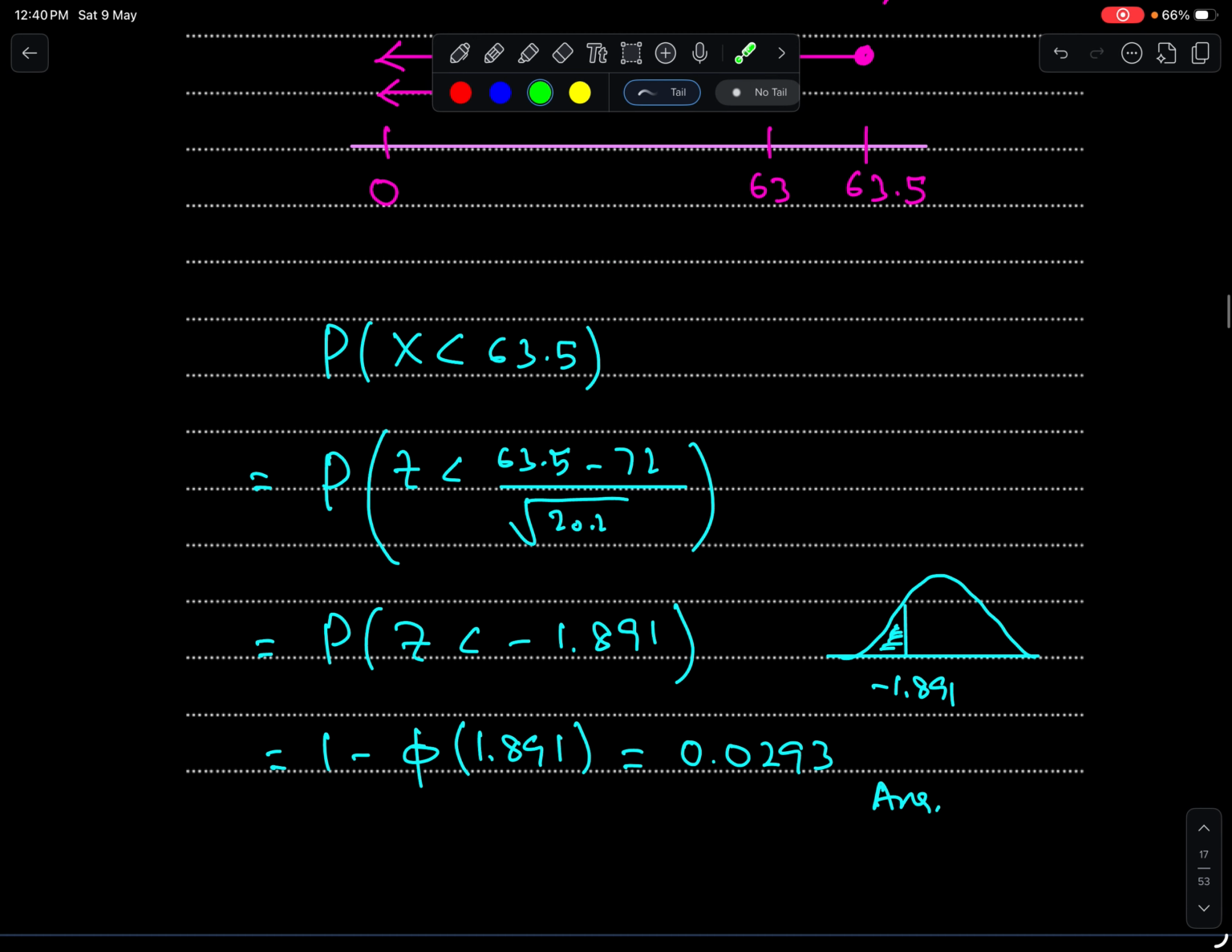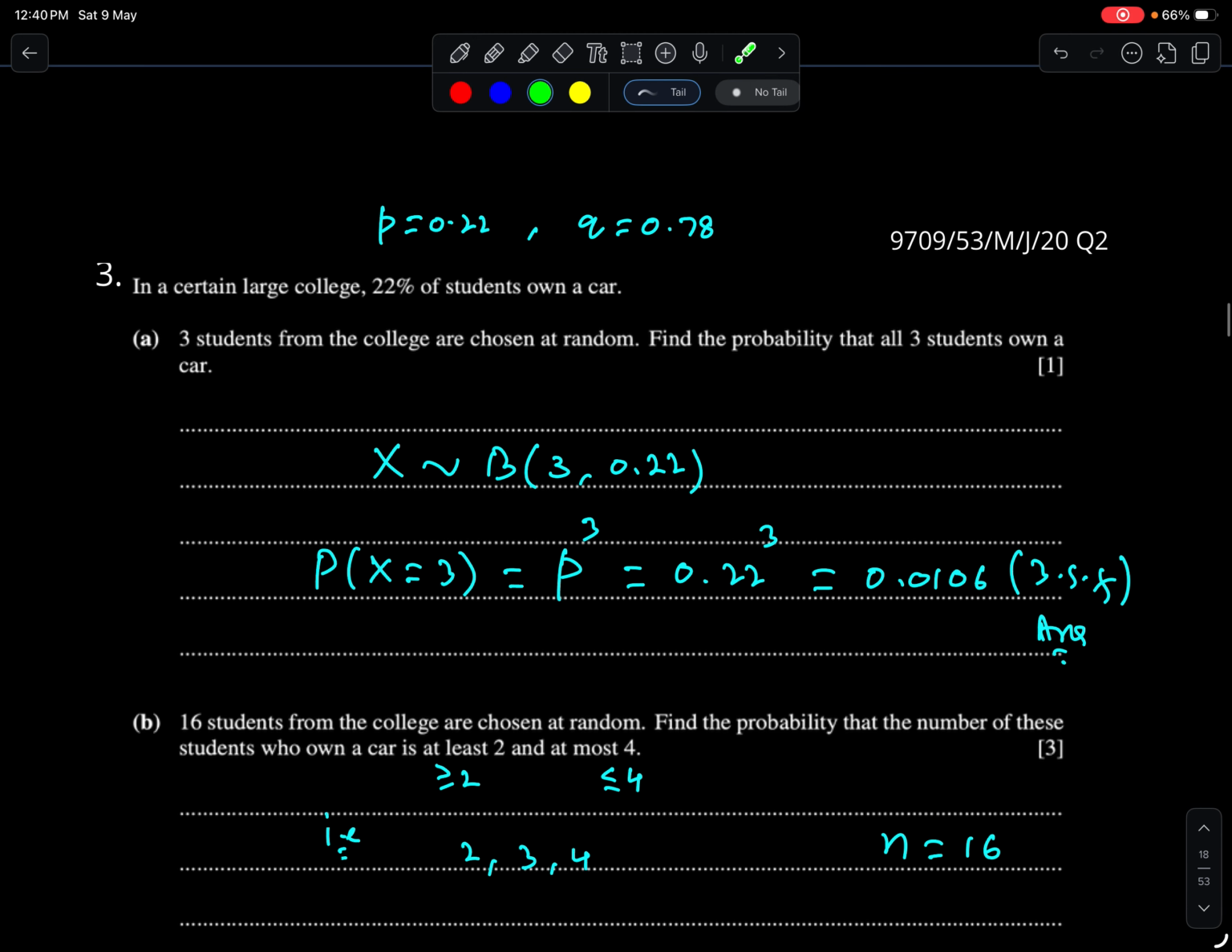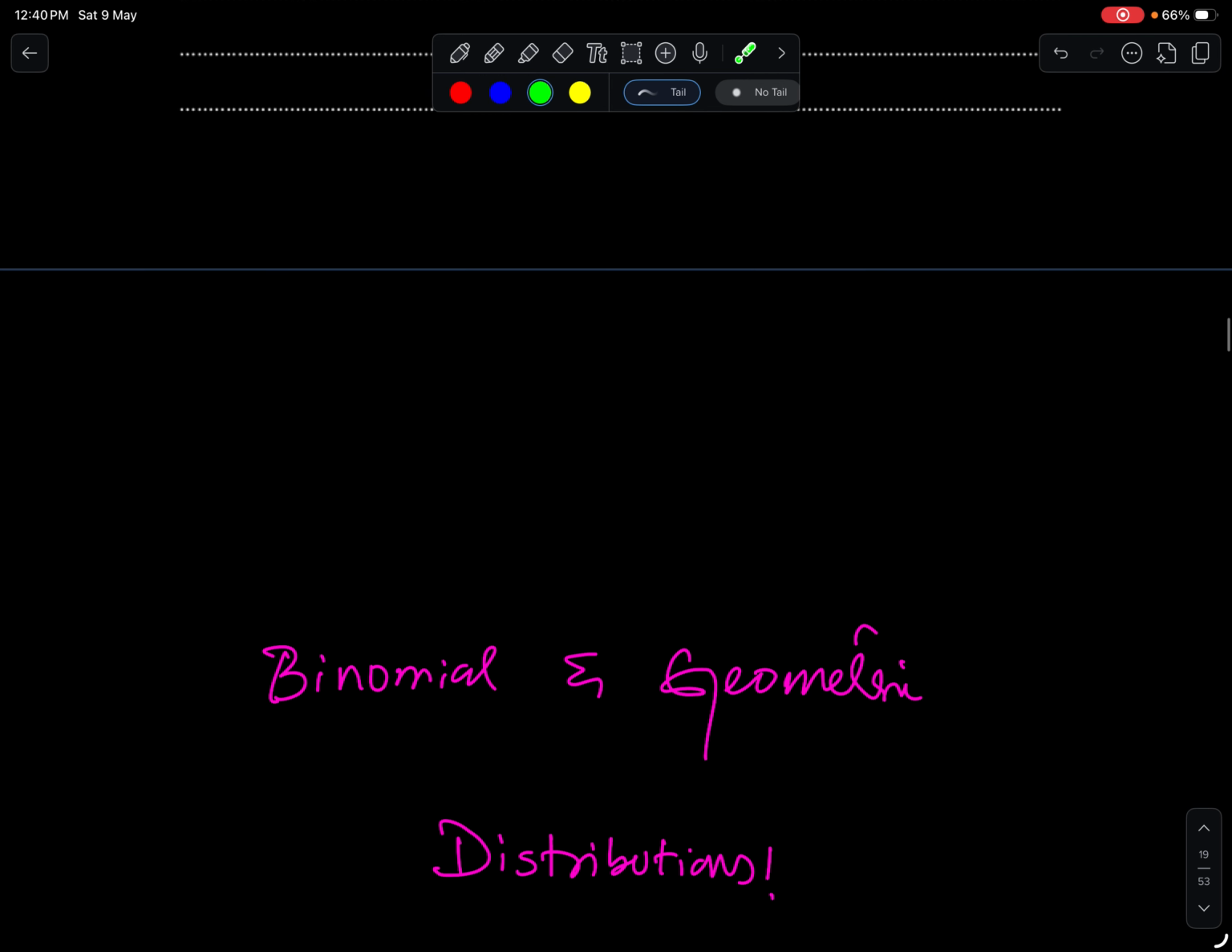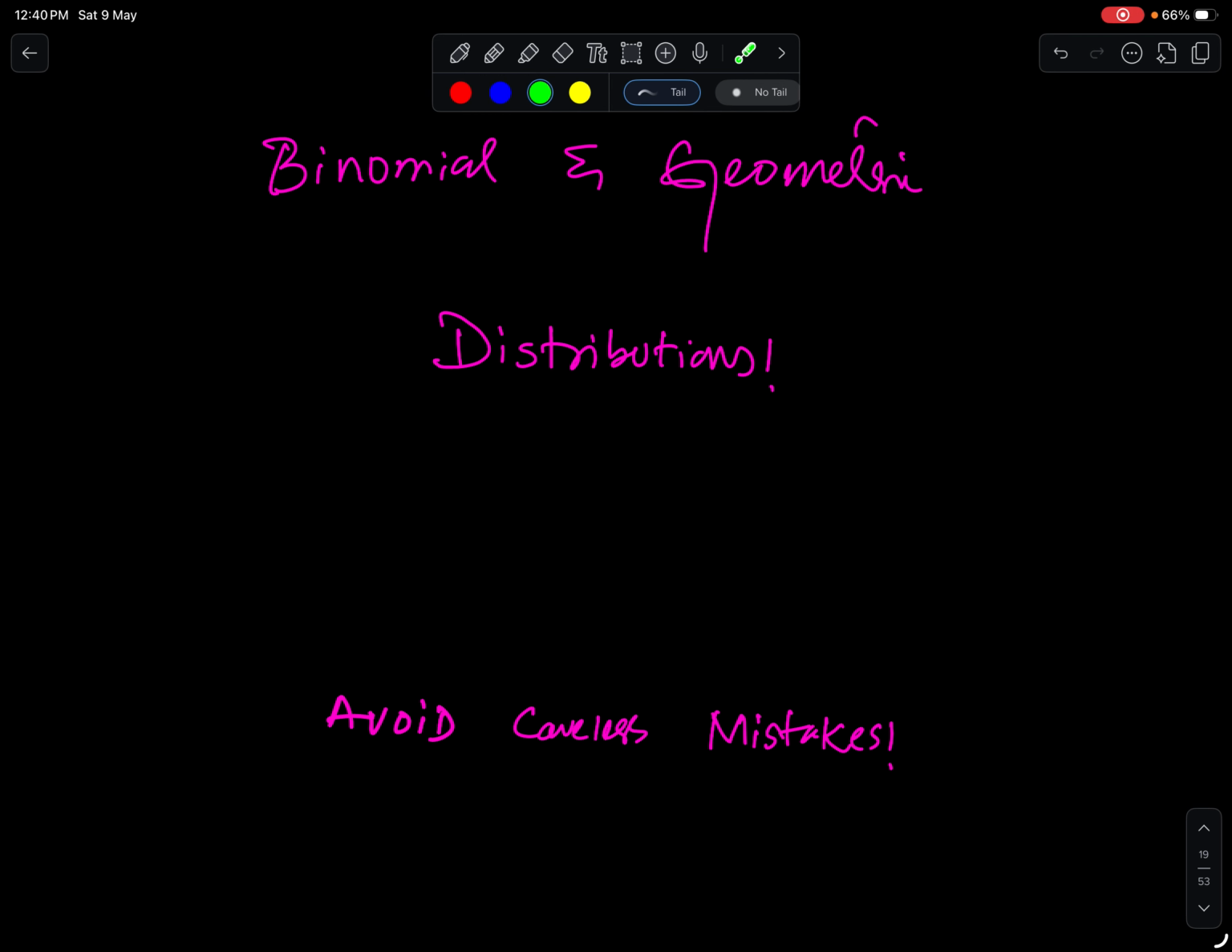This is the normal approximation. I am leaving this. Binomial and geometric distribution.